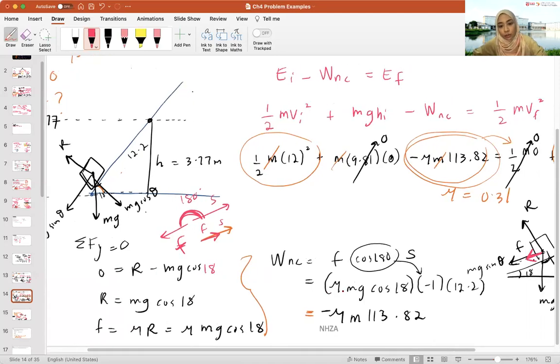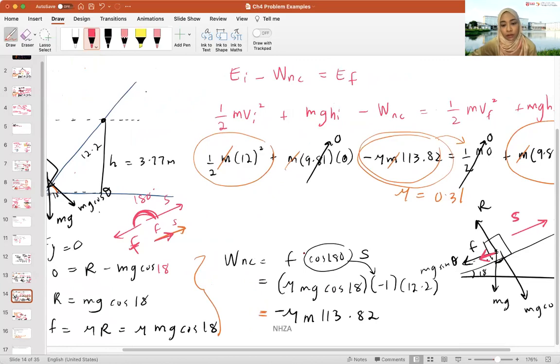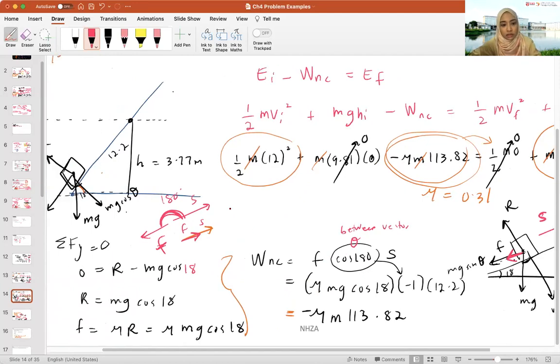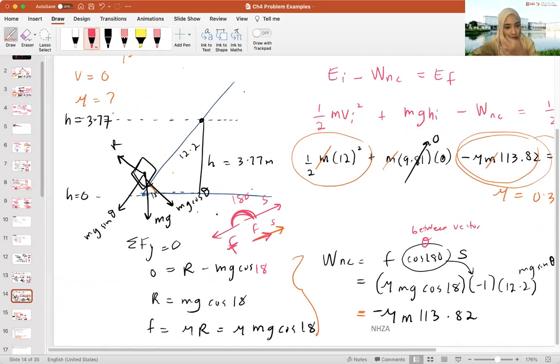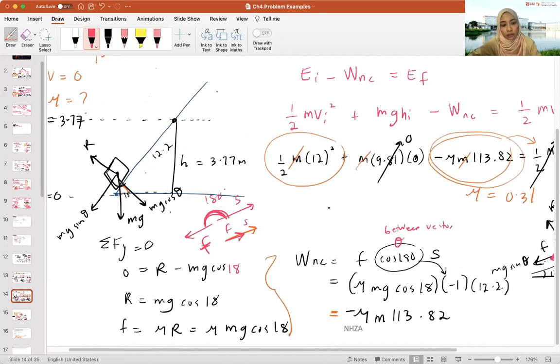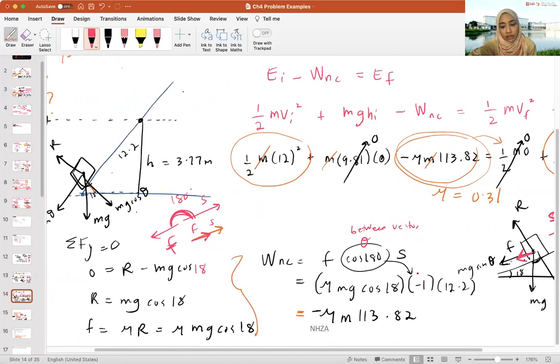And then when we want to find WNC, that is F cosine theta between F and S. This is the angle between vectors, not the angle here anymore. A different angle. The angle between vectors. So F is this way. We know that F is always this way and our S is the other way. They are in opposite directions. Therefore, it is cosine 180. This is equal to -1. Okay, so this is how I got the cosine 18. Do you understand why cosine 18? Understood? Okay.